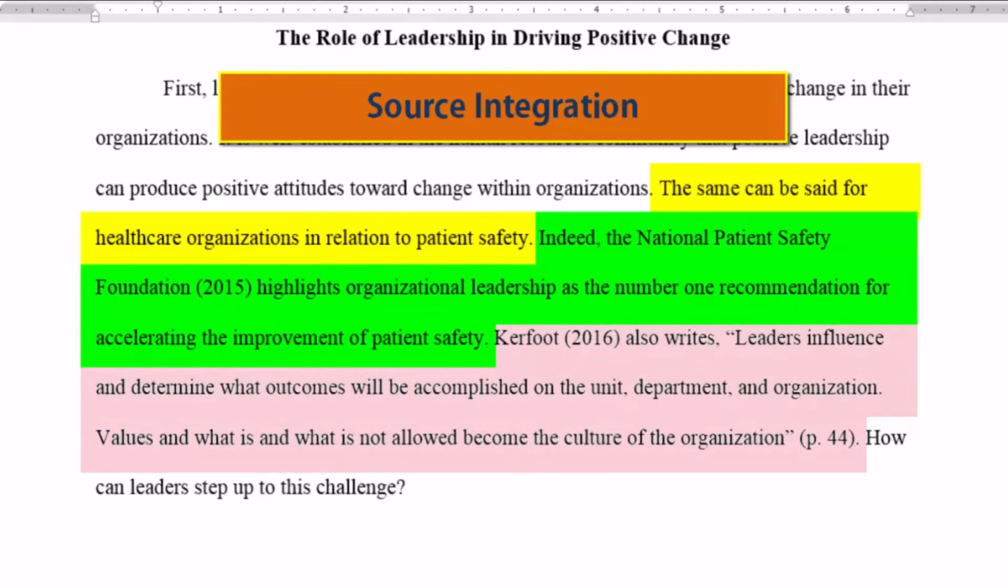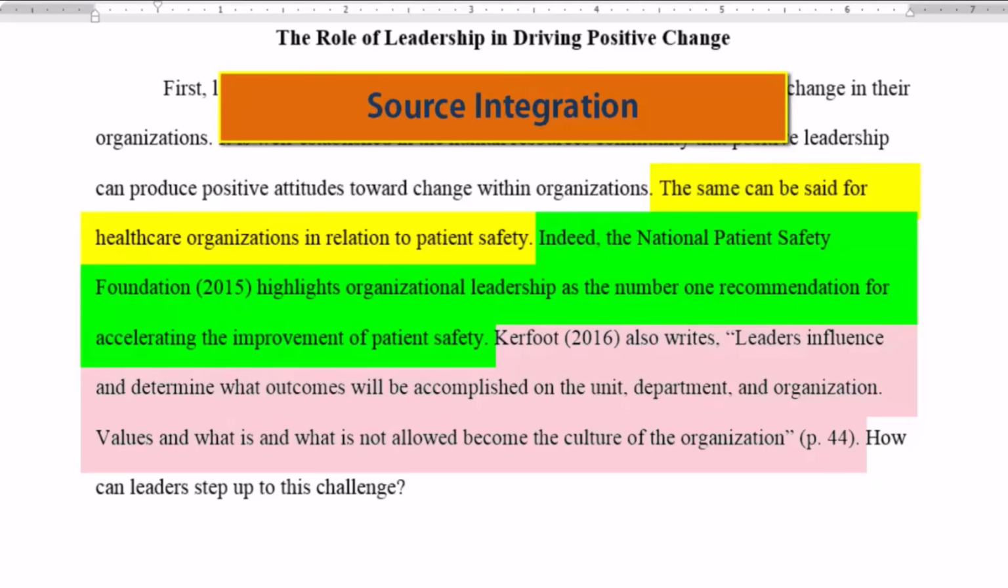"Kerfoot, citation 2016, also writes, 'Leaders influence and determine what outcomes will be accomplished on the unit, department, and organization. Values and what is not allowed become the culture of the organization.'" Page 44, end quote. So remember, it's your job as the writer to build in connections between what you say and what the sources say. This is called integrating your sources.